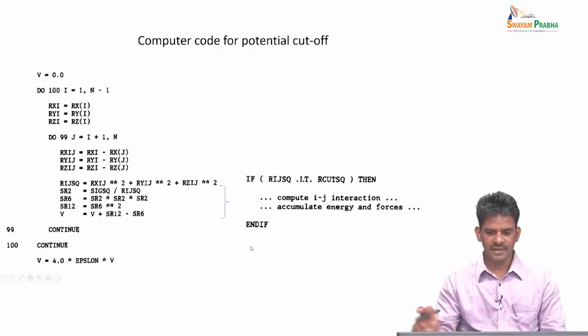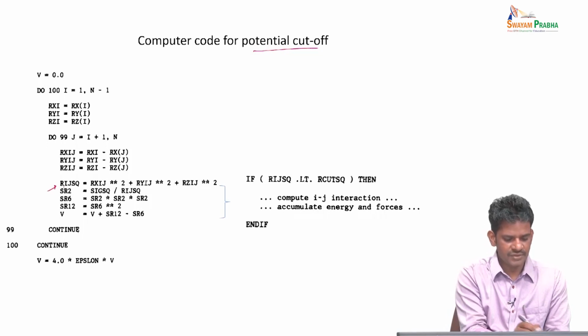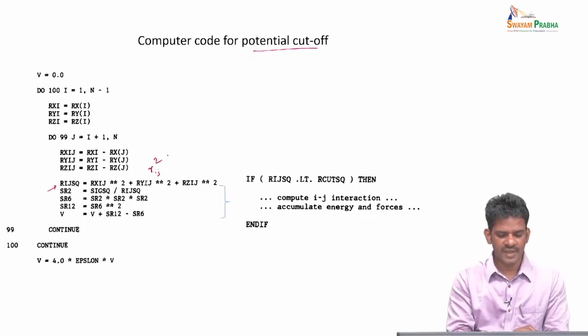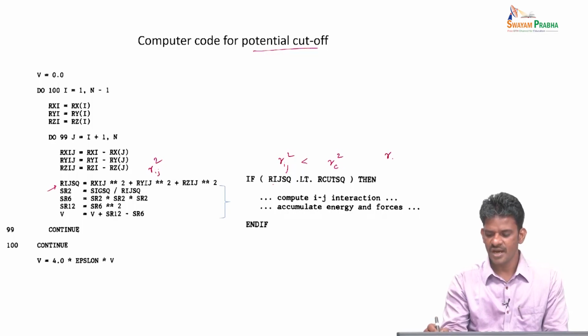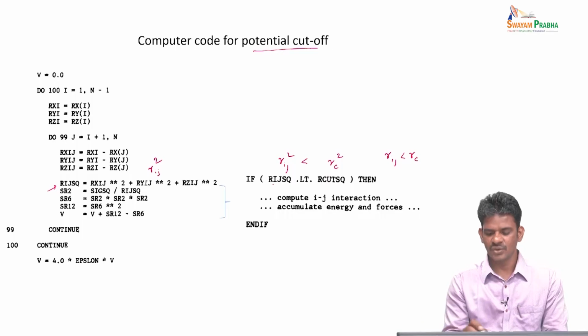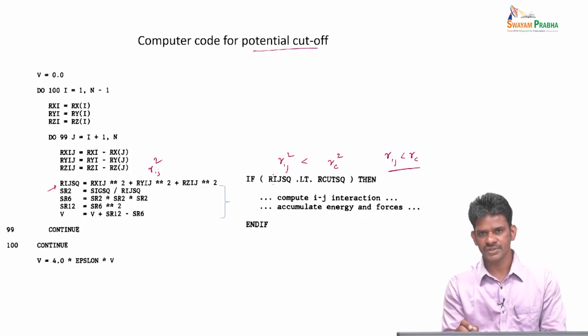And the final point is how to implement the potential cutoff. In potential cutoff, what we need to do is, right after you calculate Rij squared, you check whether this distance is less than Rc squared. Now you may ask, why am I checking whether Rij squared is less than Rc squared instead of checking Rij is less than Rc? The reason is that if you do that, you have to take the square root, and taking a square root is a little expensive. So instead, you compare the squares.